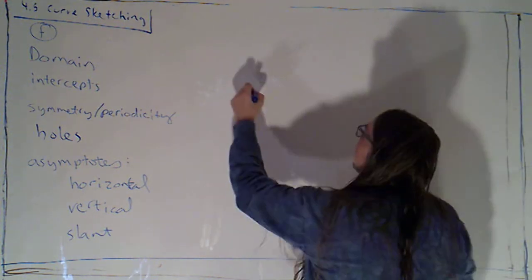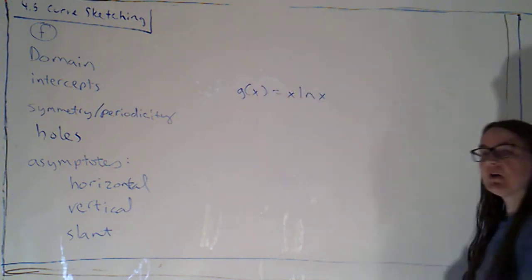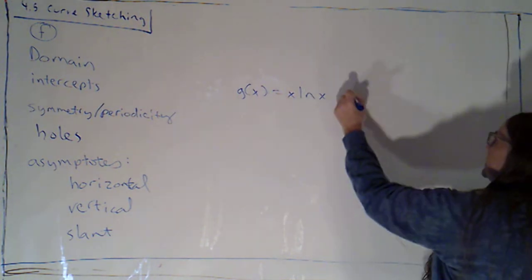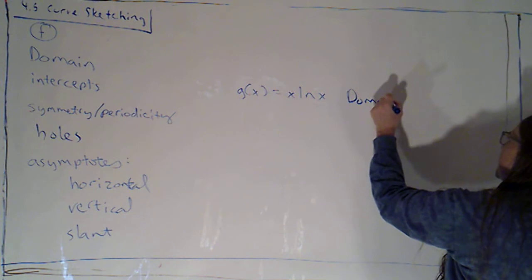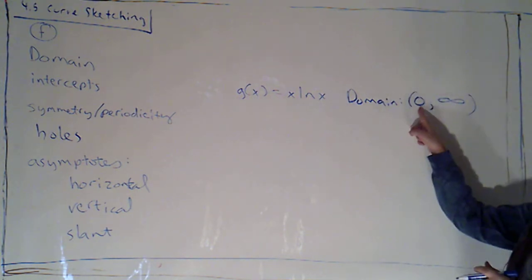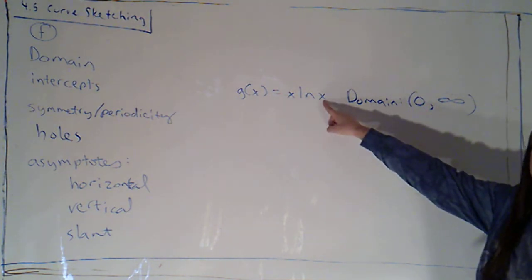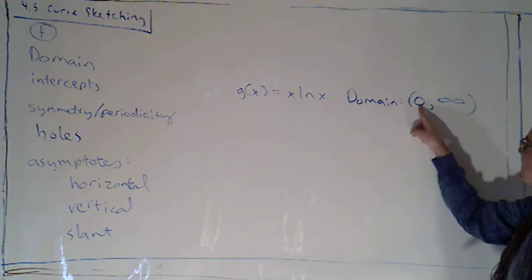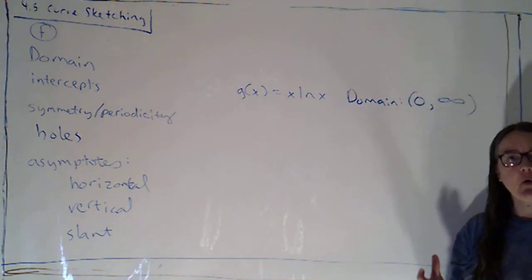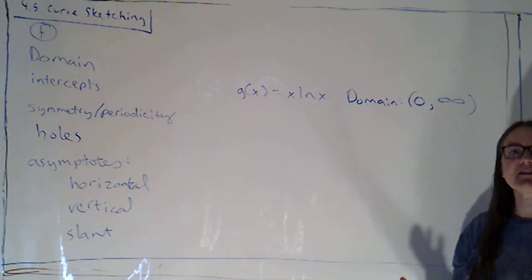Okay. Let's suppose I had a function like this. Let's suppose I had g of x equals x times the natural log of x. Now here, the domain is everything from 0 to infinity, except that 0 is not included because I can't take the natural log of 0. So that's not in the domain. I'm not going to have a point there. But I do want to know how my graph starts out.